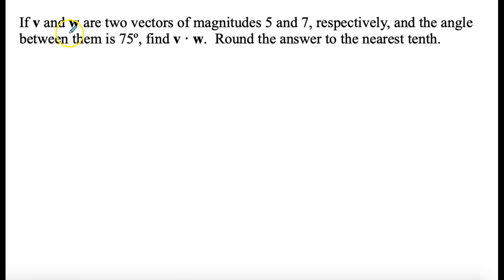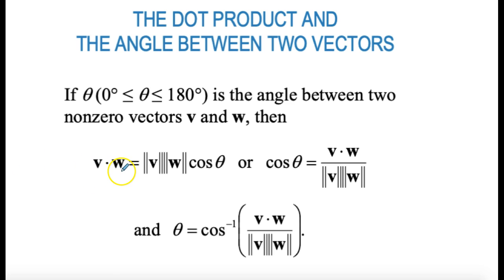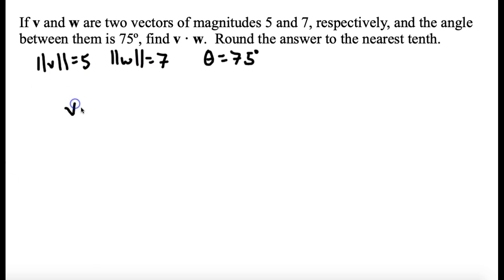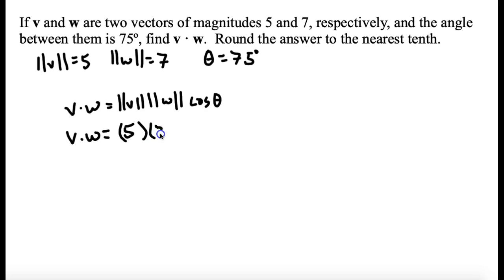So first, in this problem, we're told v and w are two vectors and we're given their magnitudes. Okay, so we know that the magnitude of v is equal to 5 and the magnitude of w is equal to 7. And then in this case, we're told that the angle between them is 75 degrees. We want to find their dot product. Well, if we look back at that formula, the dot product is equal to the product of their magnitudes times cosine. Okay, so v dot w is equal to the magnitude of v times the magnitude of w times the cosine of the angle. So v dot w is equal to 5 times 7 times the cosine of 75 degrees.